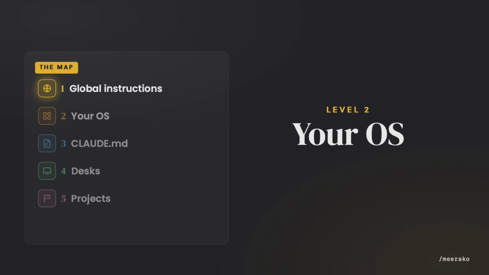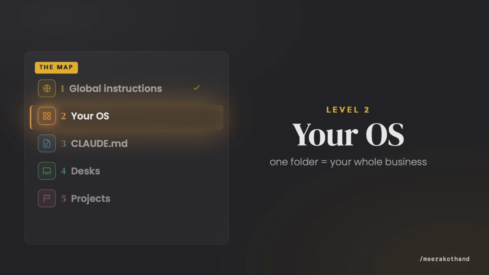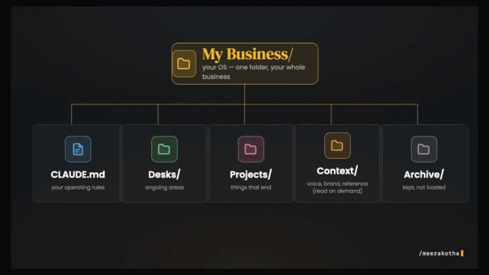Level 2 is your OS. Name it something simple, all right? My business, command center, mission control, whatever you want to call it. Point Cowork at this folder. Inside your OS, everything sorts into 4 different buckets. Think of your OS or your command center as a company. You are the director, like I mentioned. Claude is the employee. Your desks are your departments.